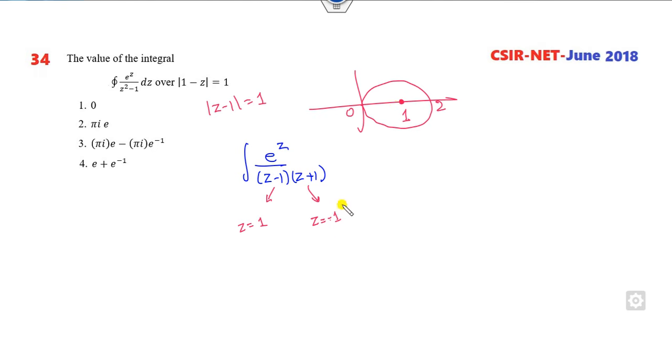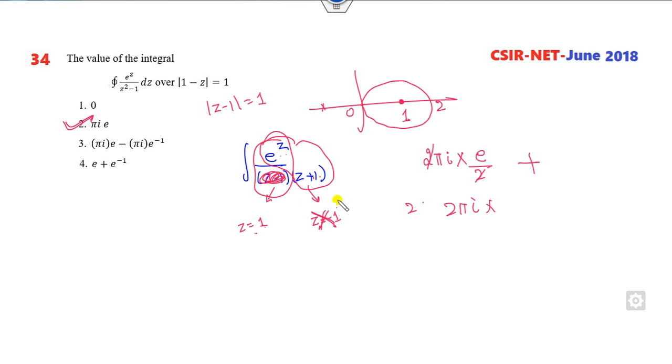z is 1, fine. Minus 1 lies outside, so there is no need of this. So I have to substitute z is equal to 1 apart from this case. Since 2 pi iota is not written, 2 pi iota multiplied by z equal to 1 gives e over 2, so 2 will be cancelled, and e pi iota is the right answer. If both were there, then you have to multiply the first case by 2 pi iota, skip this portion and substitute in the remaining part.